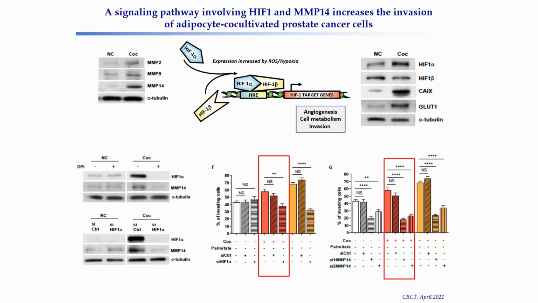So to make the link between reactive oxygen species production and invasiveness, we observed an increase in several metalloproteases, MMP9, MMP14. We sought to investigate the role of HIF1, which is the hypoxia inducible factor, but which is also regulated by reactive oxygen species. You can see that we have an increase in HIF1 expression and of 2 of its targets. And when we use either DPI or HIF1 siRNA, we downregulate HIF1 expression and we downregulate MMP14 expression. And we also downregulate the pro-invasive effect of adipocytes.